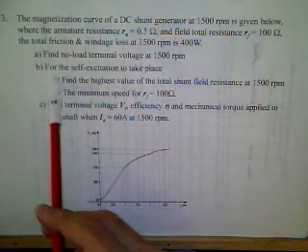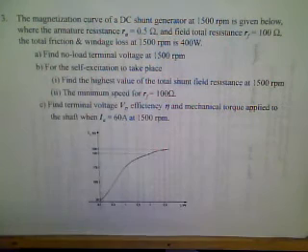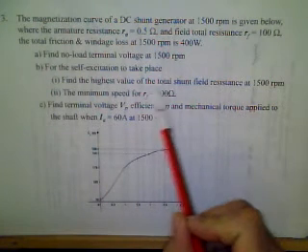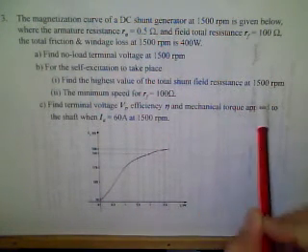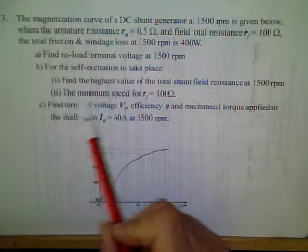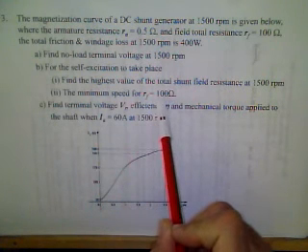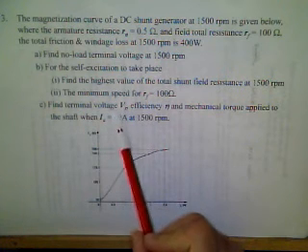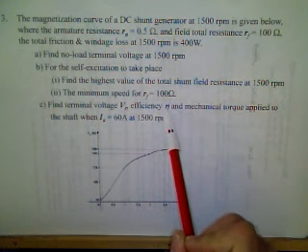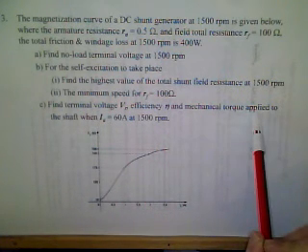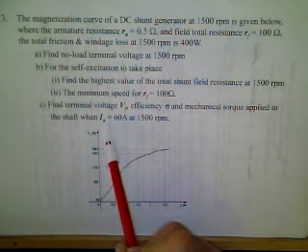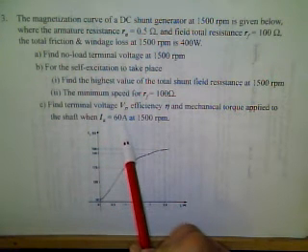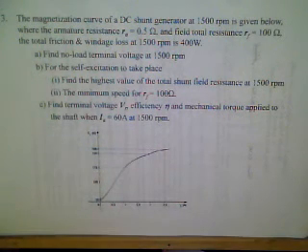Part B asks, for the self-excitation to take place, find the highest value of the total shunt field resistance at 1500 RPM, and the minimum speed for R_F equals 100 ohms. In part C, find terminal voltage V_T, efficiency eta, and mechanical torque applied to the shaft when I_A equals 60 amps at 1500 RPM.